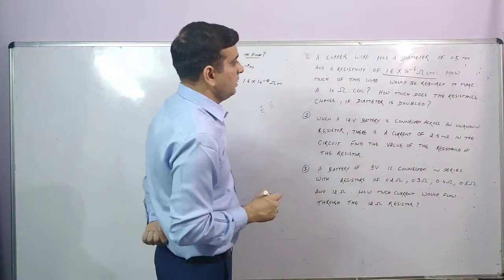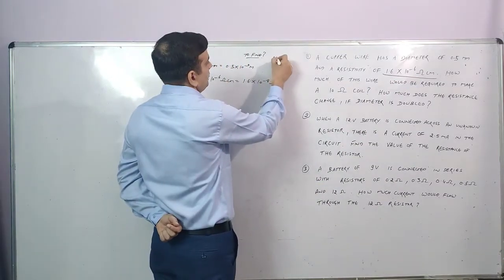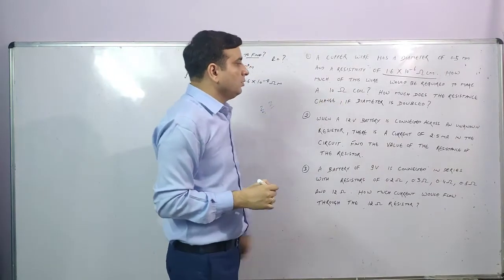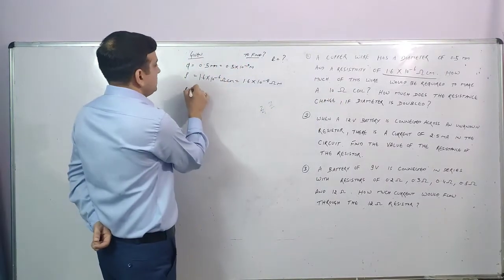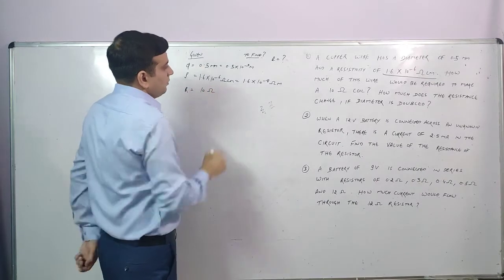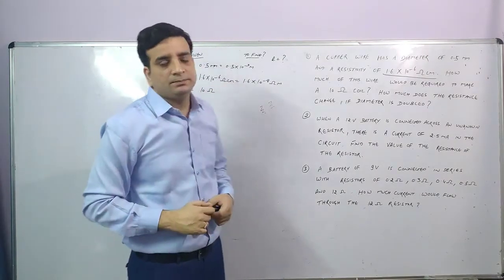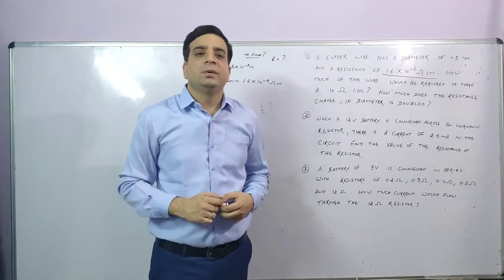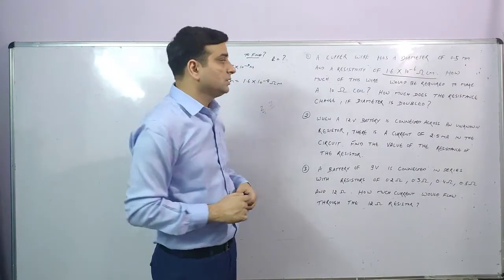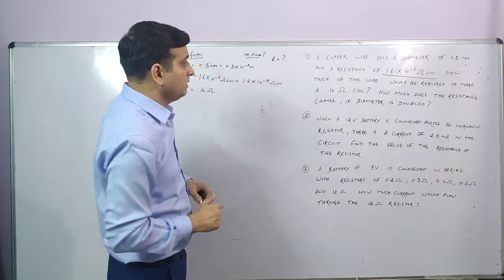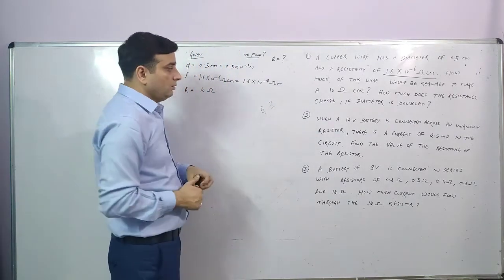How much of this wire would be required? So what we have to find out is how much length of wire we need to make a 10 ohm coil. Resistance is given, 10 ohm. And how much does the resistance change if the diameter is doubled? If we double the diameter, how much change will come in the resistance? So this is all that is given in this statement and what we have to find out.